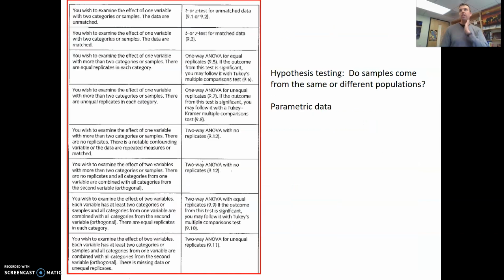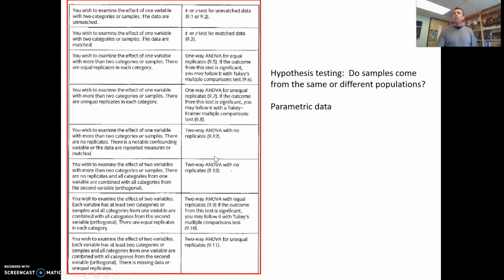Alright, so with that in mind, the next part of all of this is really just going to be what type of statistical analysis you use. And this is from our reader, but I'm going to try and narrow this down a little bit. But all of this is for parametric data. Alright, all of these are parametric statistics.